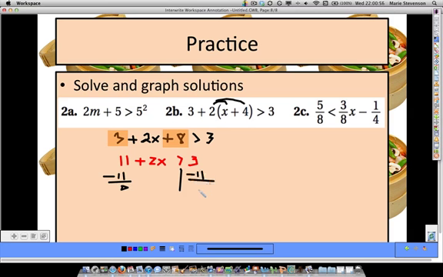Minus 11. 3 minus 11 is negative 8. So now I have 2x greater than negative 8. Divide by positive 2. Notice I'm dividing by a positive number, so I do not flip my inequality. I get x greater than negative 4. Just because I get a negative does not mean I flip my inequality.